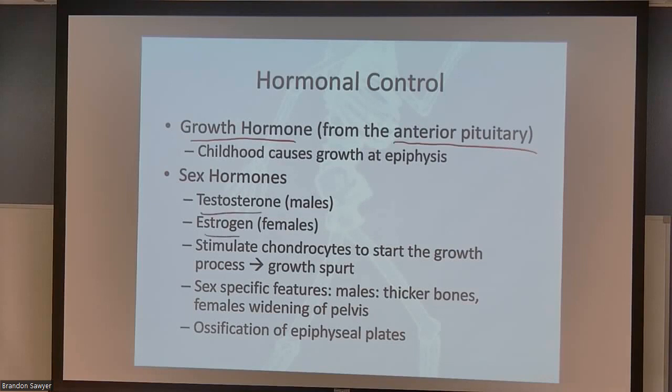Testosterone in males or estrogen in females is very important for growth, as well as triggering the closure of those growth plates at some point. But these stimulate those chondrocytes to start the growth process, and then that's when different growth spurts can occur in kids along the way.